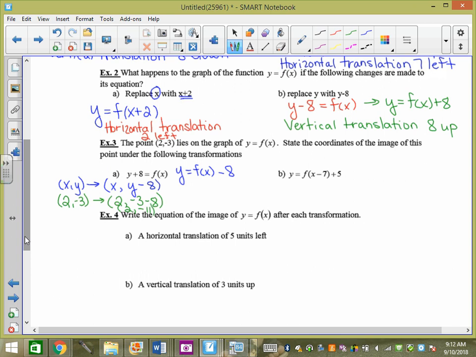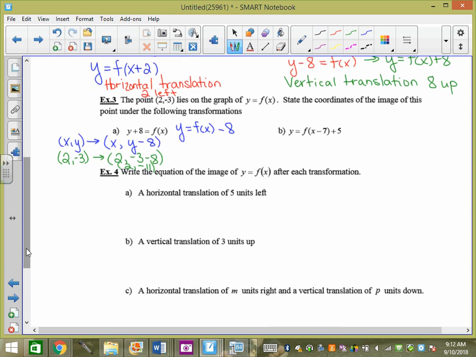Now you might say, well, I could have just done that in my head. True. Very true. Probably all of these you could do in your head. But once I add stretches and reflections, it's going to get messy. So it won't be messy at all if you just use mapping. So whenever you move a coordinate, use mapping. It's very easy. Okay? Try B. And then try example 4.